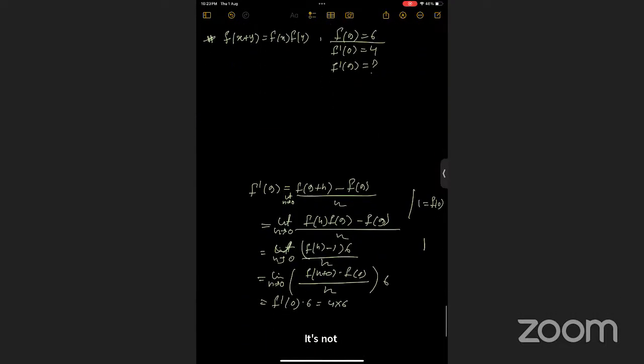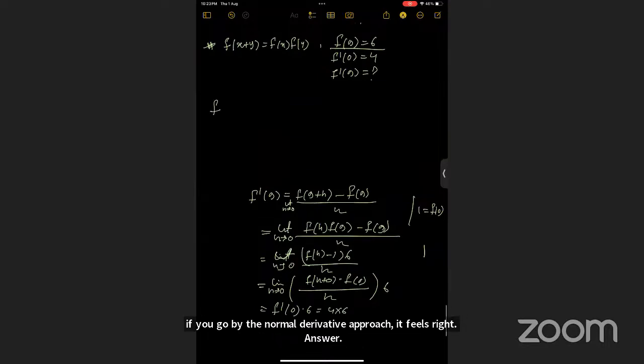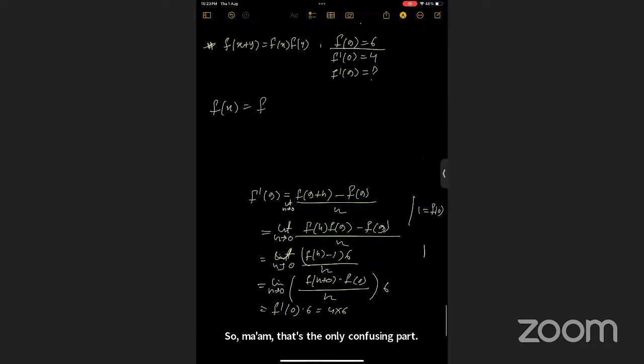Ma'am, there is a problem with this question, ma'am. The thing is, now that we know the concept of linear approximation, the first tendency is to go with that approach, and it yields a wrong answer. But if you go by the normal derivative approach, it yields the right answer. So, ma'am, that's the only thing. Which part was confusing? You wanted to do this definition of f of x. Yes, ma'am. Because after knowing linear approximation, I tried using this, but the answer is coming out to be totally different.